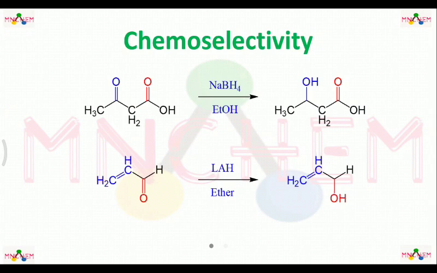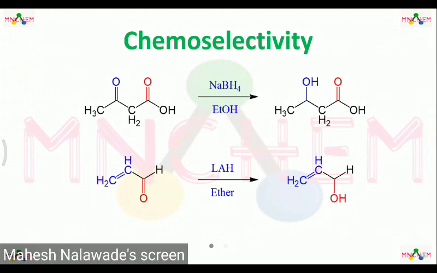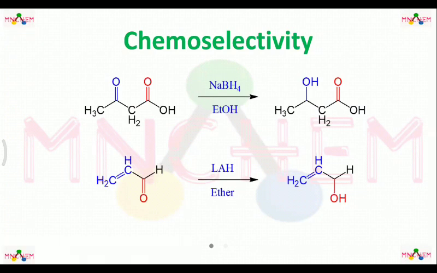The aldehyde carbonyl undergoes reduction and the carbon-carbon double bond remains unaffected. Okay, this is chemoselectivity.